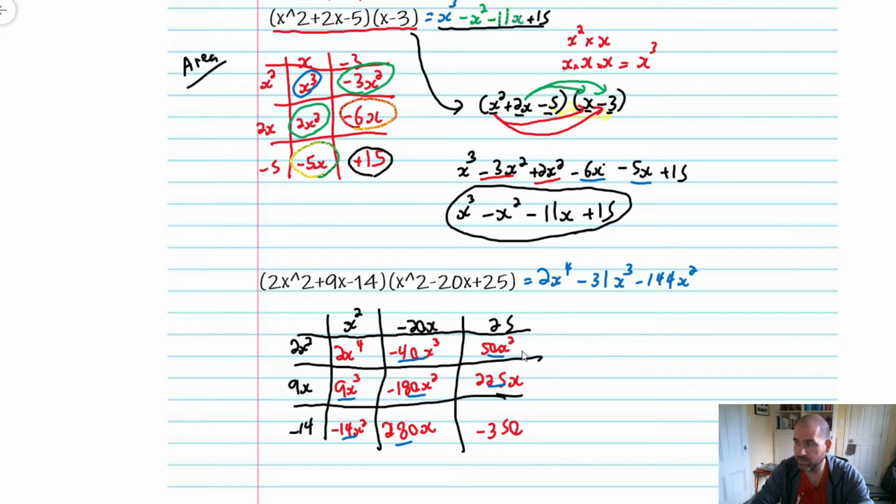Then we take our x's. So we've got 225 and another 280. So that's 505x. And then our negative 350 at the end. So there it is using the area model. Kind of break it down and set it up like that. Makes it a little bit easier to organize all the terms at the end if we do it with an area model. All right, so the next topic is factoring.